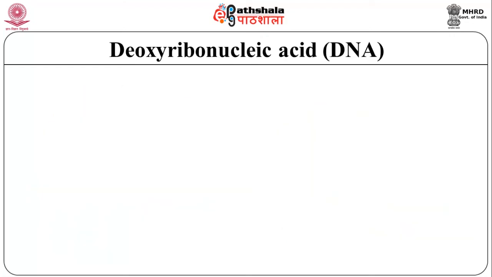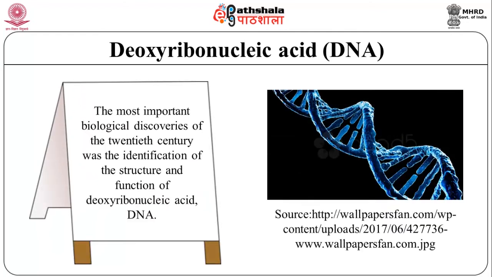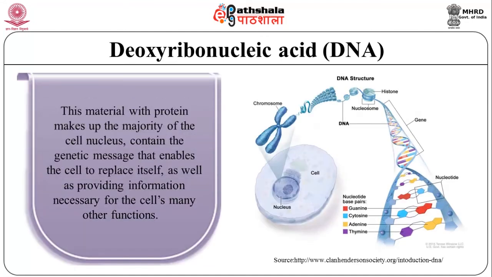Now, let's talk about deoxyribose nucleic acid, that is DNA. One of the most important biological discoveries of the 20th century was the identification of the structure and the function of deoxyribose nucleic acid, that is DNA. This material, which with protein makes up the majority of the cell nucleus, contains the genetic message that enables the cell to replace itself, as well as providing the information necessary for the cell's many other functions.